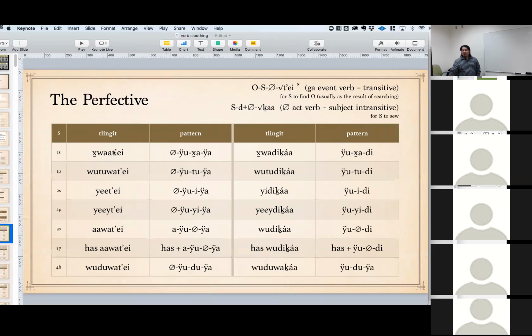So then, all of these zero classifier perfectives, A is the verb root. Without that root on there, we have hua, watua, yi, ye, awa, hus awa, wadua. Every single time. So we could take any, so we could say, what a, I found it. Hua ha, I ate it. Hua ta, I slept.